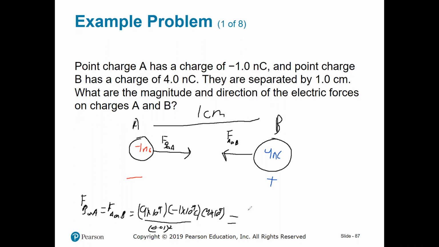I have this set up for us. You're just going to input the charge of A and the charge of B. This will give us the magnitude, and then we'll find the direction afterwards. You should get 3.6 times 10 to the minus 4 newtons. Obviously B on A is going to be in the right direction, and A on B is going to be in the left direction.